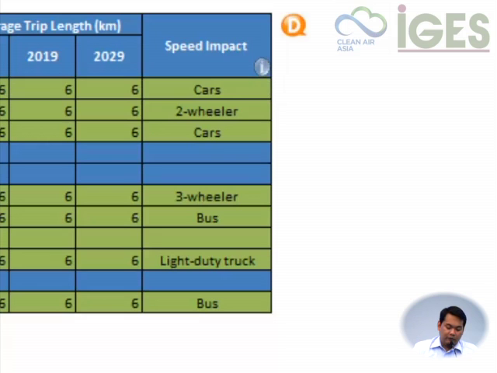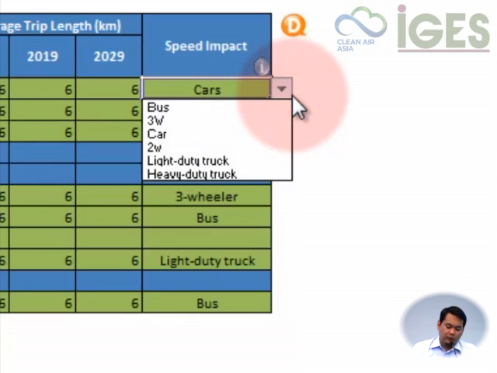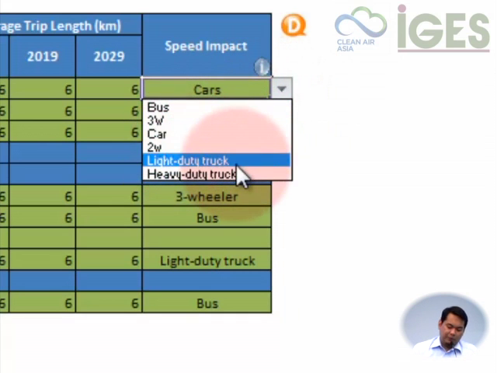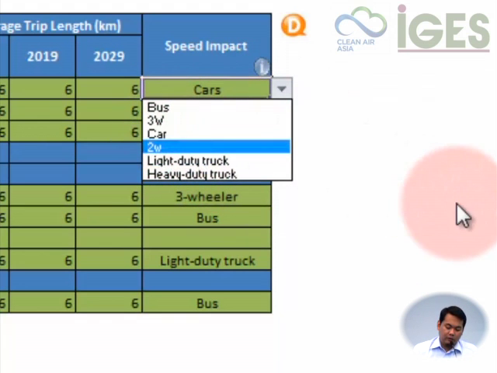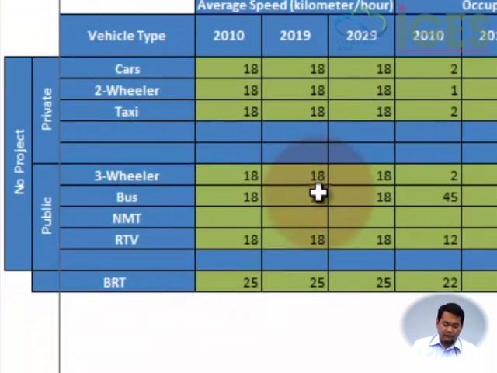Sometimes users would have different types of vehicles here which are not included in the speed curves. We don't have data for the fuel penalties and the emission penalties. So the workaround is actually to assign speed curves depending on their best judgment, whether it's similar to a bus, a car, a two-wheeler, or maybe even a truck. So depending on the choice that you make here, it would assign the specific speed curve and assign the penalties for the fuel efficiencies and the emission factors.